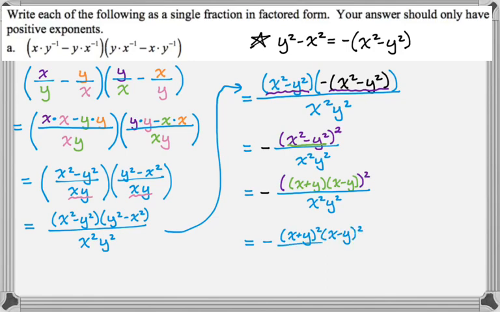And there you go. So we had some negative exponents. We had to get common denominators. We had to then multiply fractions, use that weird property. It's actually a really commonly used property that y squared minus x squared is the negative of x squared minus y squared. And we got it simplified. Let's take a look at the next one.